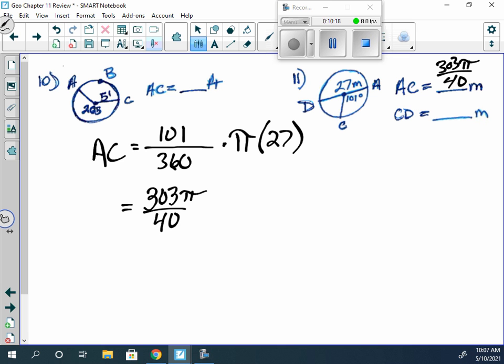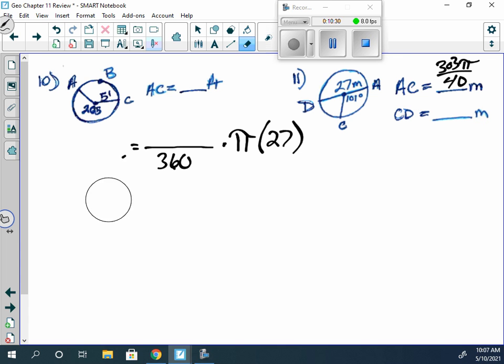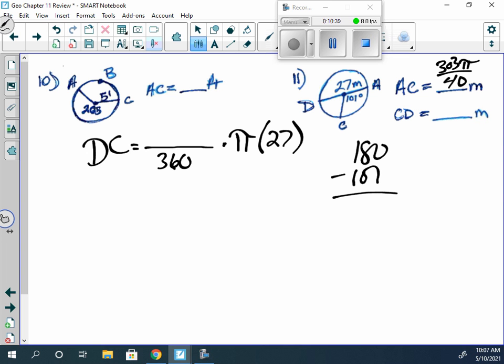Now, I do notice that AD is the diameter, so the measure of all those angles would add up to be 180, because half the circle is 180. So, for DC, well, really, I can take 180 and subtract 101 to find out what that angle measure is, which would be 79, because 79 and 101 does add up to be 180. So the only real change in the formula, or what we're plugging in, is it's going to be 79 over 360 times pi times 27.